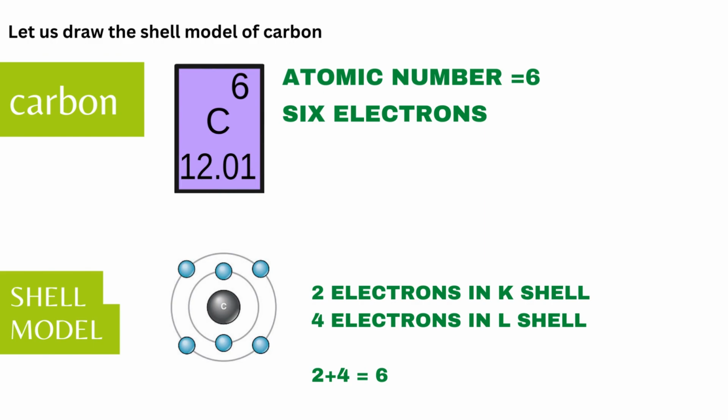Example: carbon. Atomic number is 6, so 6 electrons, 2 electrons in K shell. Maximum number of electrons K shell can occupy is 2, so the next 4 electrons go to the next shell, which is L shell. The electron shell of carbon is shown here.